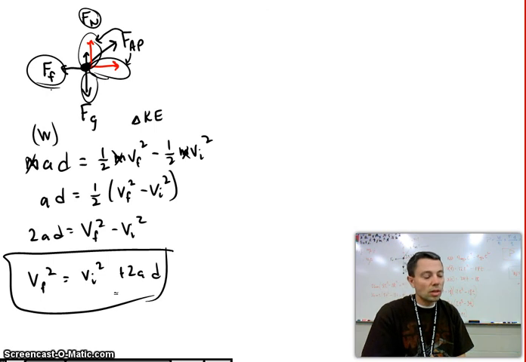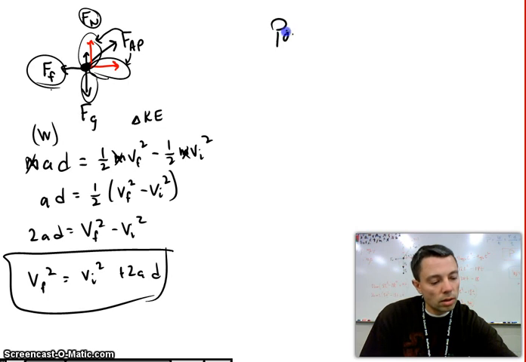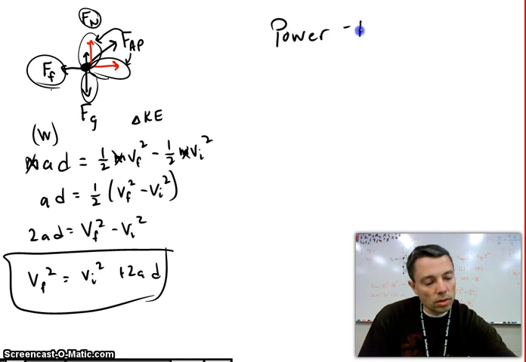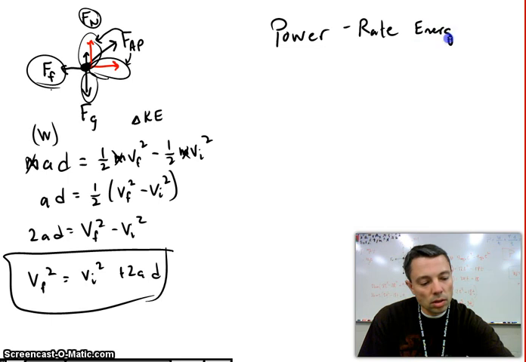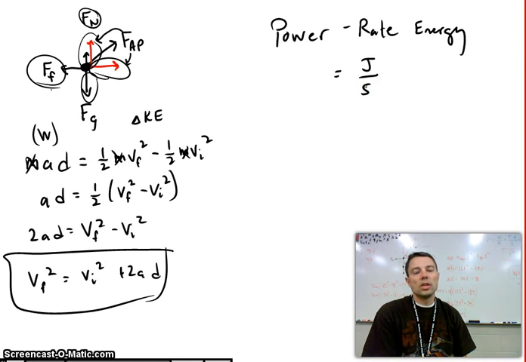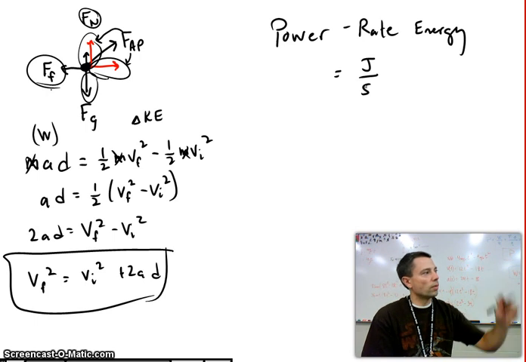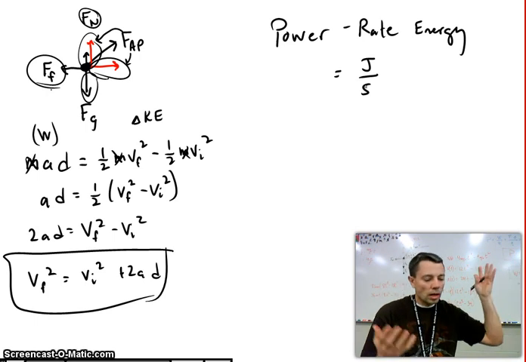The only last thing we need to talk about was power. Power was the rate at which we change energy. In other words, power was nothing more than joules per second, the amount of energy we had per unit time. And so there we go. That's everything that we got. We've got all of our formulas on the board.